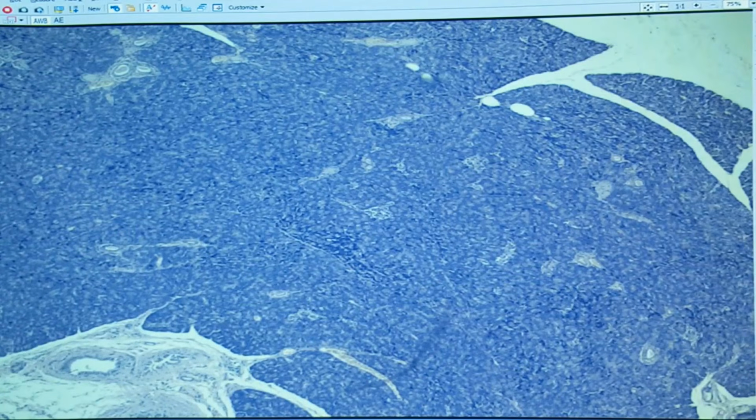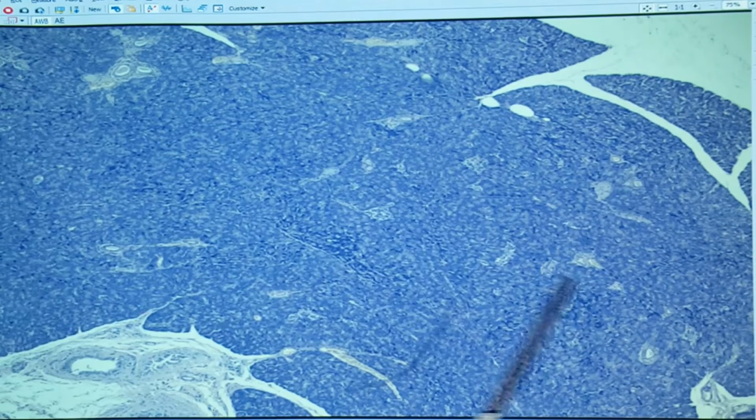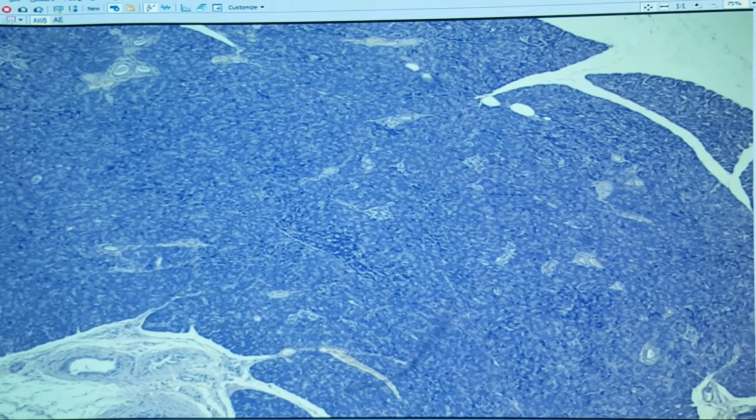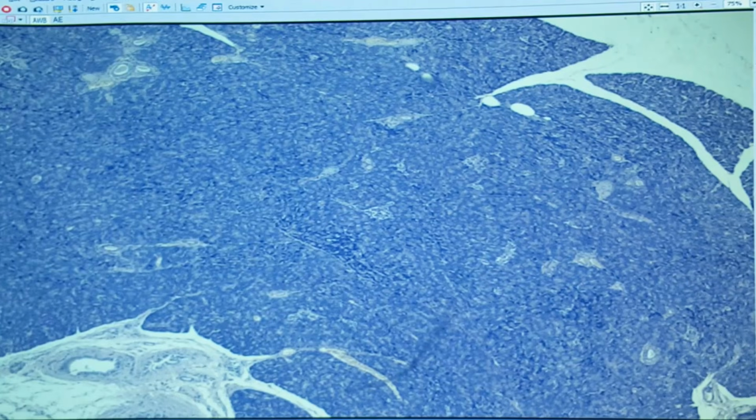Here is another just randomly selected slide. This actually is out of the tray that students would look at if they were actually here. But I see the lighter staining cells, pancreas. Name the organ, pancreas. Name the cells, pancreatic acini cells.